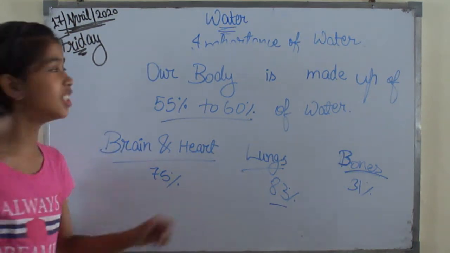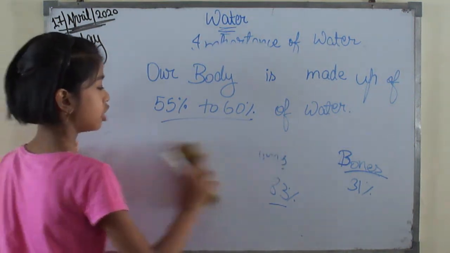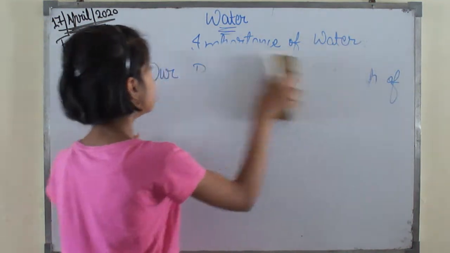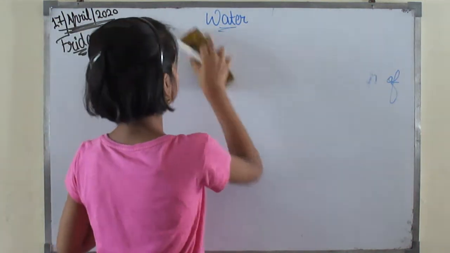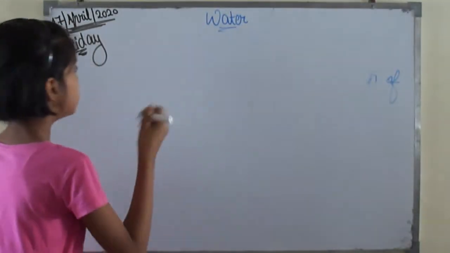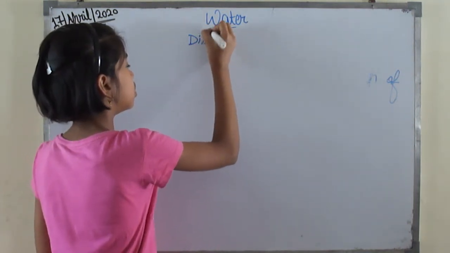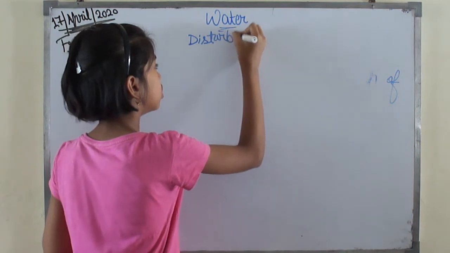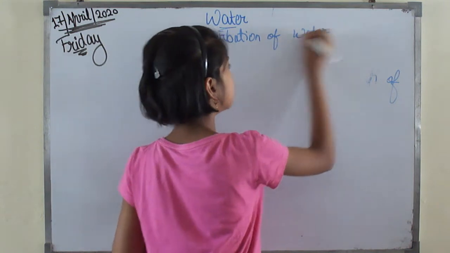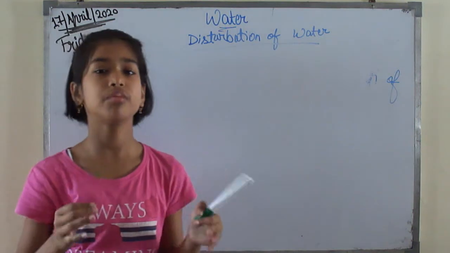So let's move ahead. And now I think you know the importance of water and the uses of water. So let's move to the other subtopic of water. The other subtopic of water is the distribution of water. What do you mean by distribution of water? Water is, I am just dividing it.